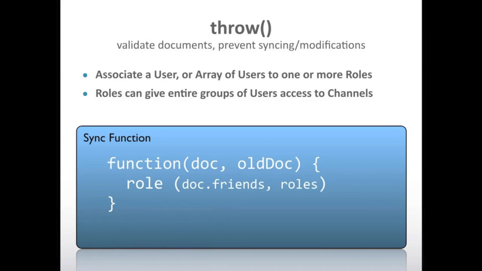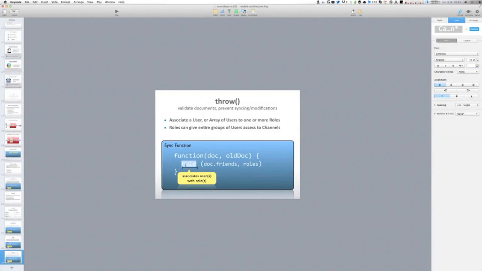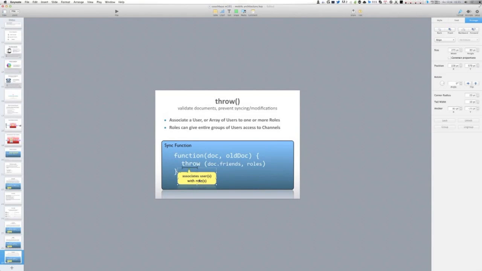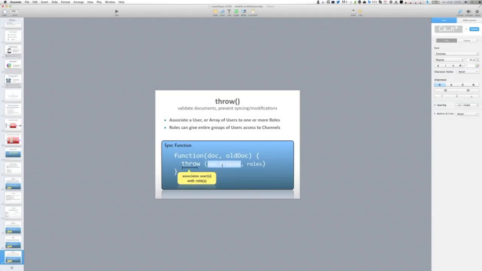And then finally, there's the throw function. The throw function, oh, we've got an error here in the slide. Let me fix that real quick. Somehow I probably hit undo on something. Control Z. You can watch me fix this live.